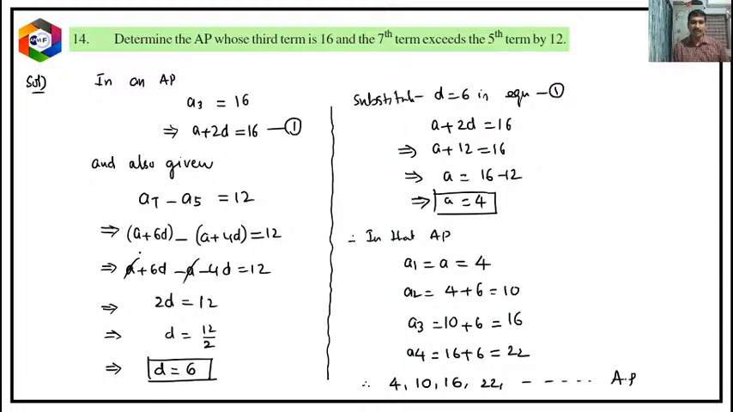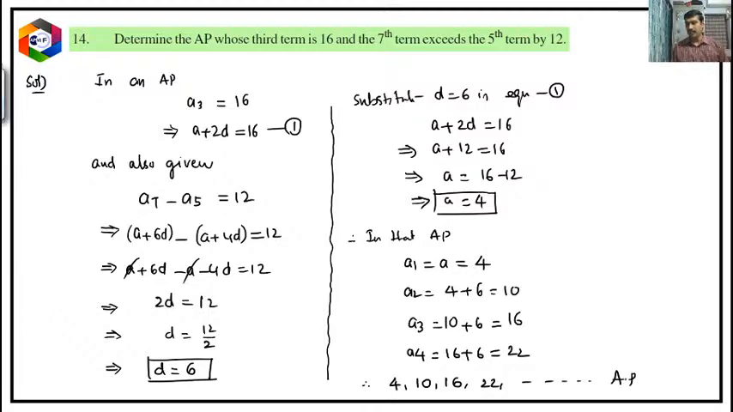As we know, a7 is a plus 6d and a5 is a plus 4d. Upon subtracting, the d value is 6. Substituting in equation 1, we got the value of a as 4. Once we know a and d, we can find any term in the progression. And since it is asked to determine the AP, it is better to calculate a minimum of 3 or 4 terms. Yes, we have calculated a1, a2, a3, a4. Therefore the required arithmetic progression is 4, 10, 16, 22 and so on, likewise any number of terms.